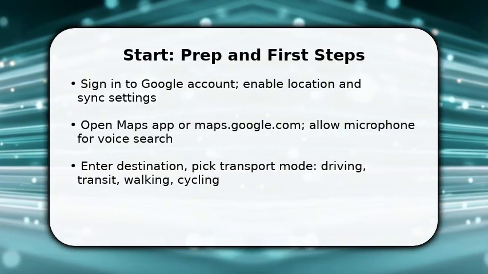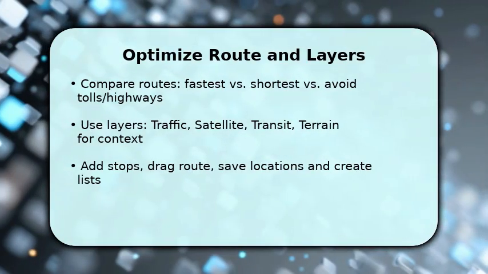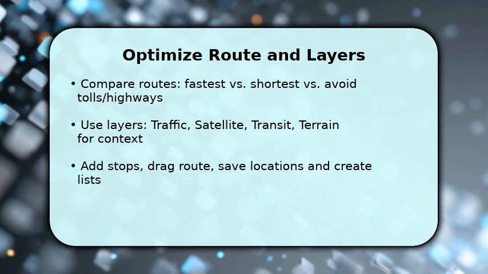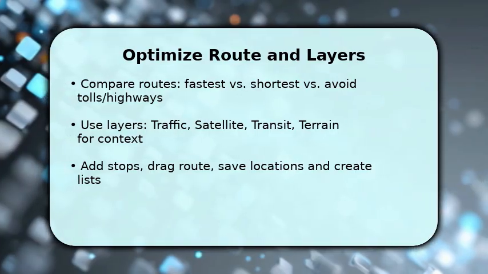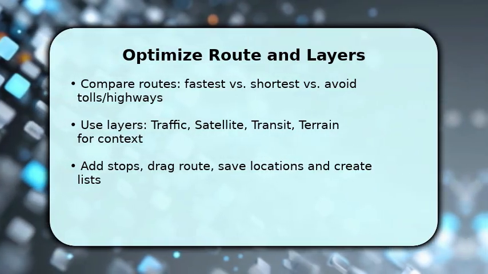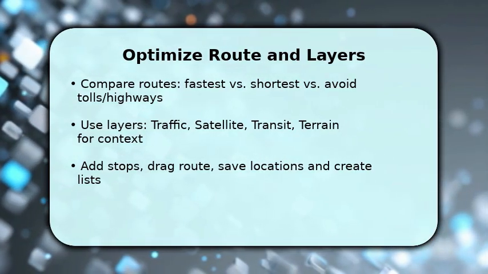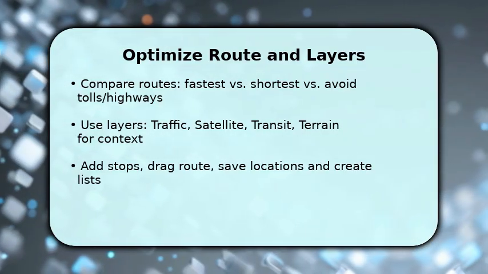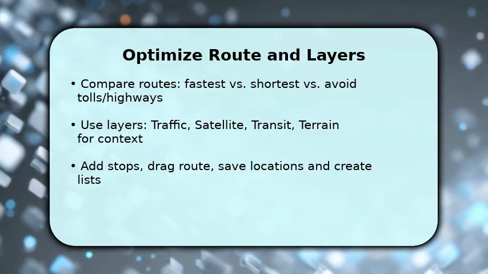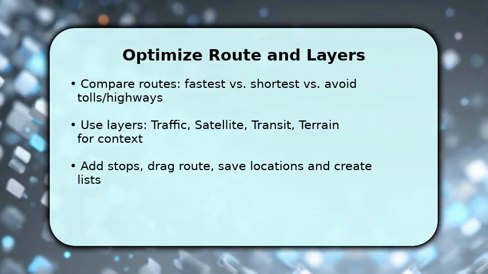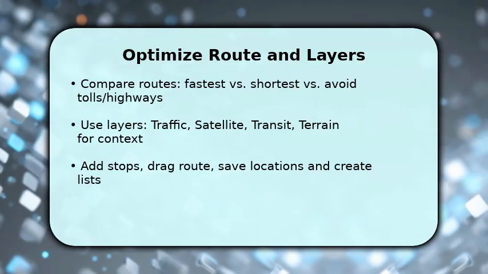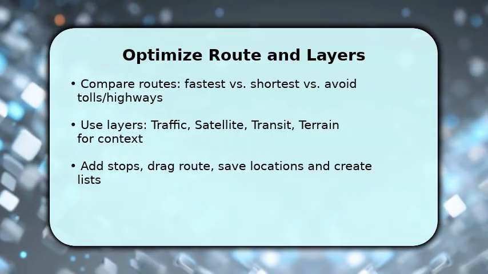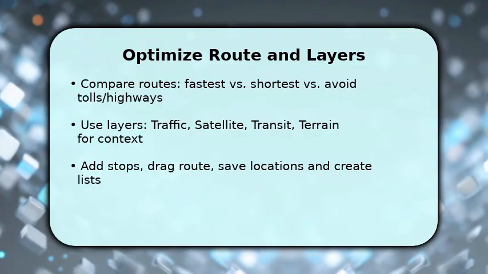Now focus on optimizing the route. Compare the route options, fastest versus shortest, and toggle avoid tolls or highways to match your priorities. Use layers like traffic for congestion, satellite for landmarks, transit for schedules, and terrain if elevation matters. These layers explain why a route looks slow. Add multiple stops, drag the path to change roads, and save frequent places into lists so future trips load instantly.